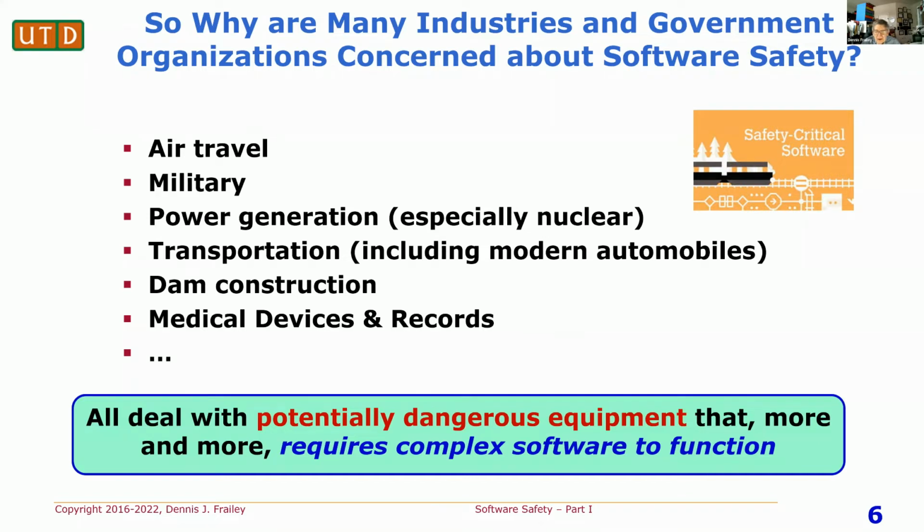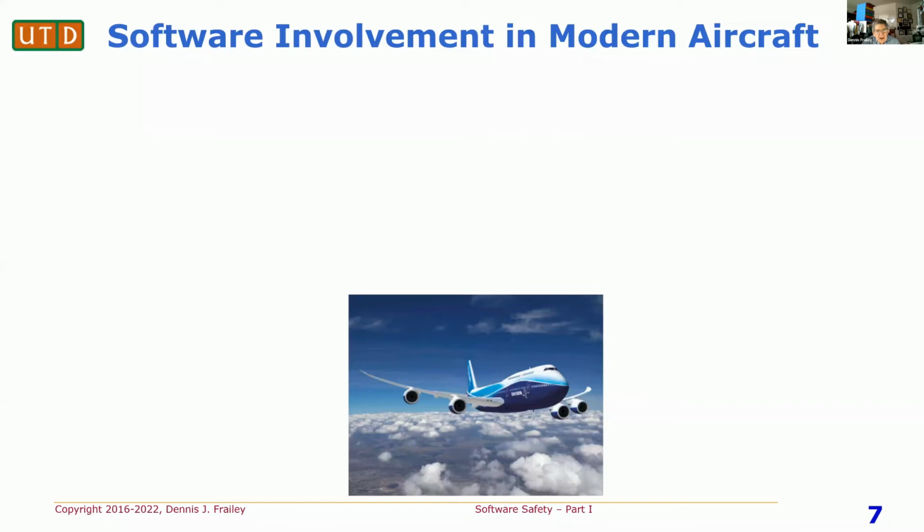And the word potential is really an important word there, because it tells us that whether or not it turns out to be a problem, whether or not it turns out to be dangerous, may have a lot to do with the software. And more these days, we control this kind of equipment with software. Let's look at an airplane.